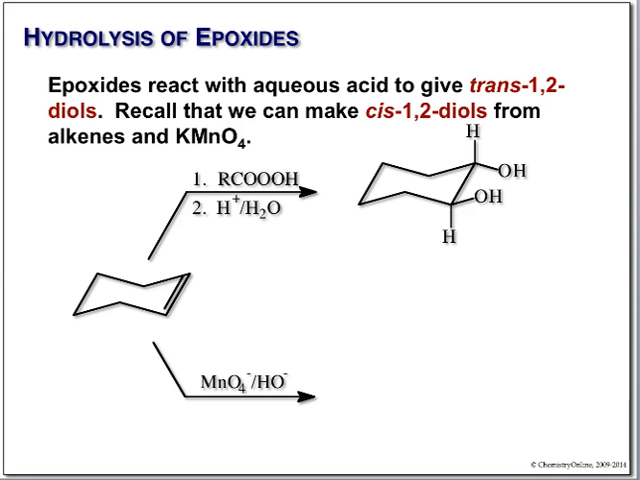If instead we wanted a cis 1,2 diol, we would simply take permanganate and base, and we'd wind up with cis stereochemistry for our hydroxyl groups. So that's kind of neat. Gives us a good way to make both cis and trans 1,2 diols. The next reaction is also kind of neat.